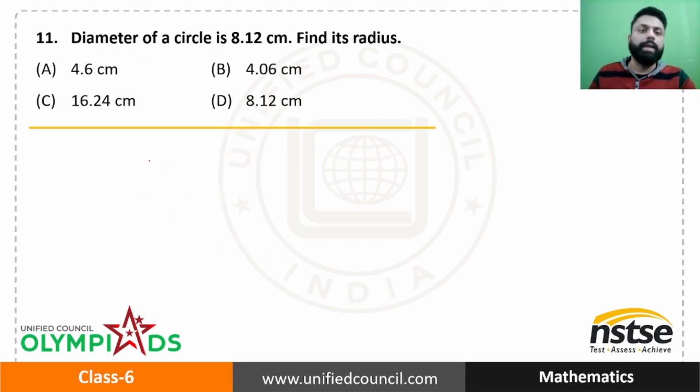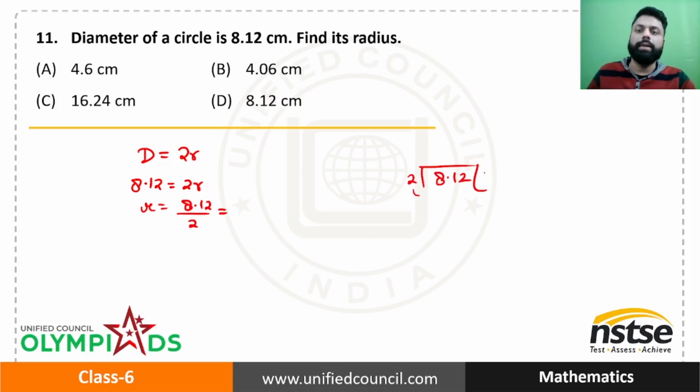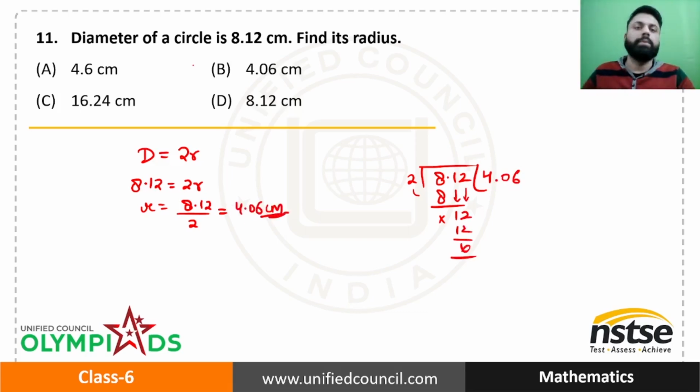Diameter of a circle is 8.12. We know that diameter is equal to twice of radius. 8.12 is equal to twice of radius. So radius is equal to 8.12 divided by 2. 8.12 divided by 2: 4 times, then 1, so it is not possible, and dot 0, then 2, 6 times. So this is 4.06 centimeter. B option is the correct answer.